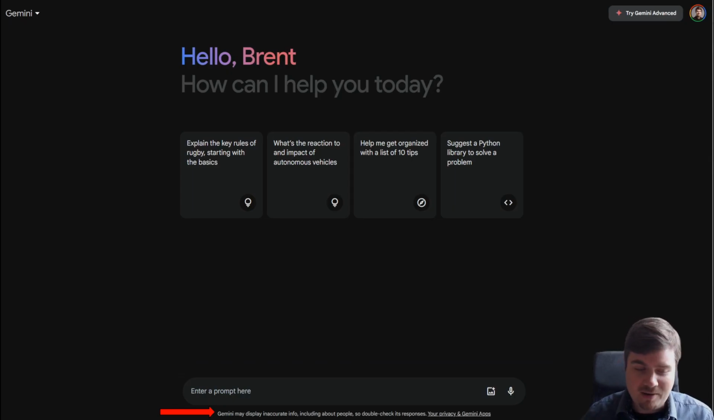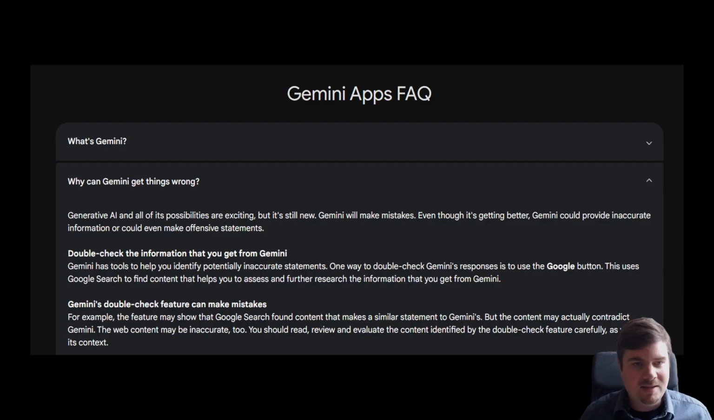Gemini as well has a very small statement at the bottom, which you can barely read here, but it says Gemini may display inaccurate info, including about people, so double check the responses. All of this is basically to say that it is the responsibility of the user to actually check whether the statements are correct or not. Basically, do your own research, do some sort of double checking.